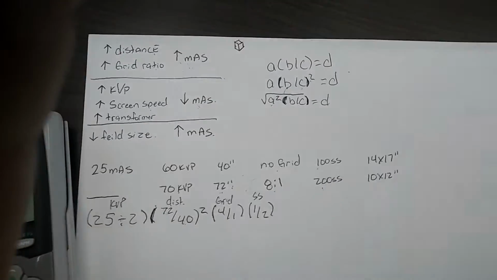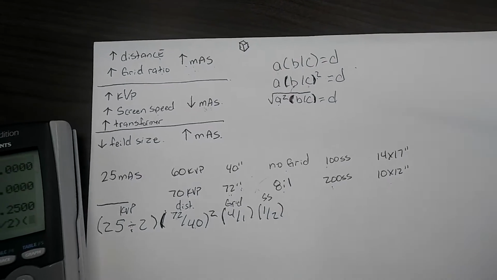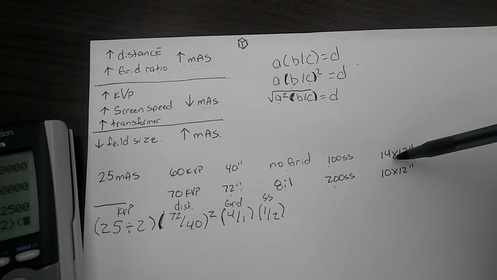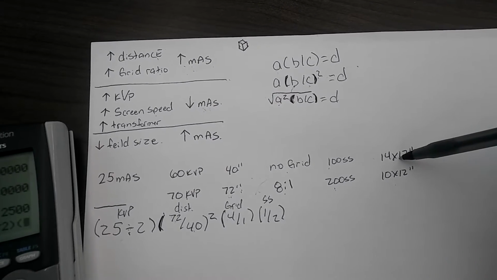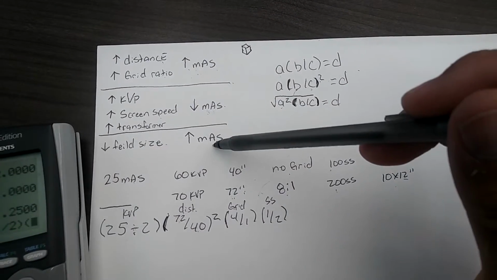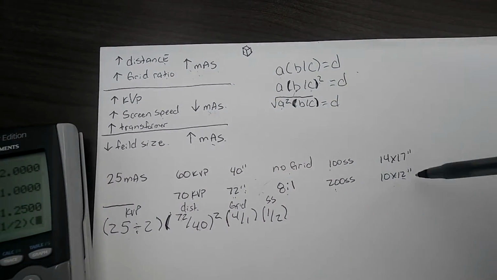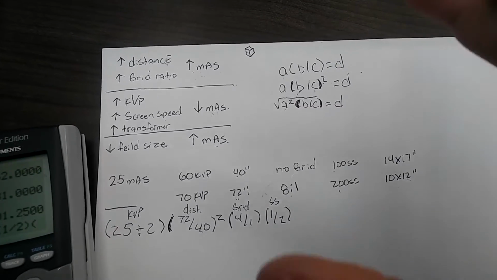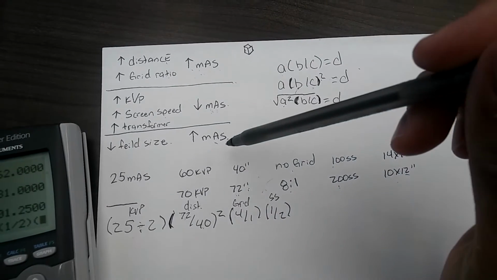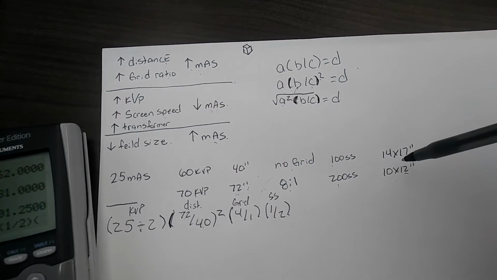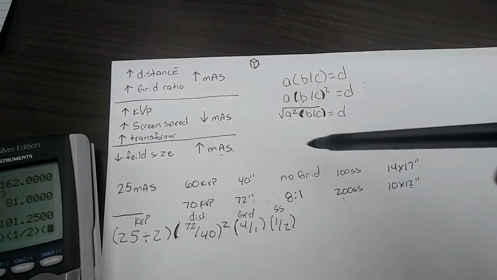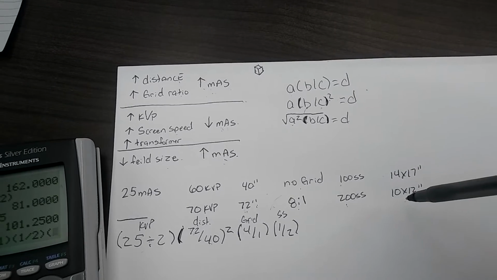Now, this has to do with, let me get my finger out of the way. I don't know if this is tripping y'all out, I'm probably shaking. We're going to decrease the field size from a 14 by 17 to a 10 by 12. If you decrease your field size, you increase your mass. When you collimate down, when you go from a bigger field size to a smaller one, you need to increase your mass. So when you decrease your field size, increase your mass, so we know that we're going to need a bigger number here.